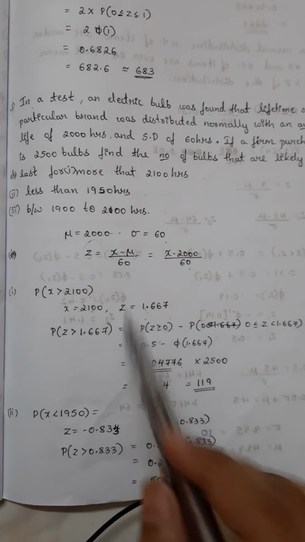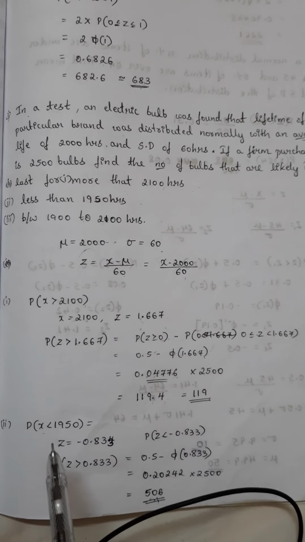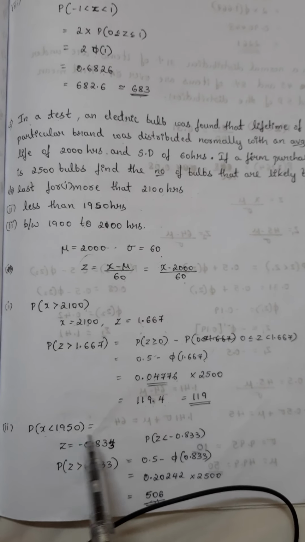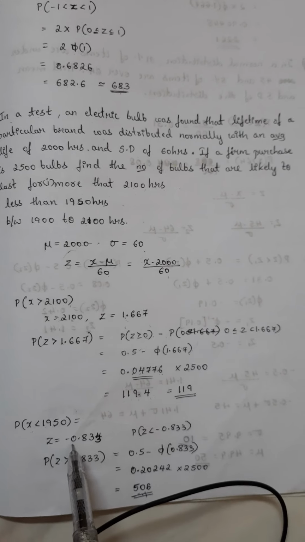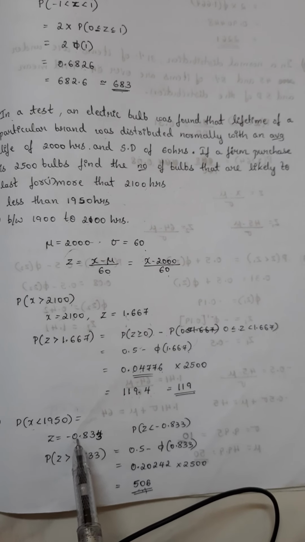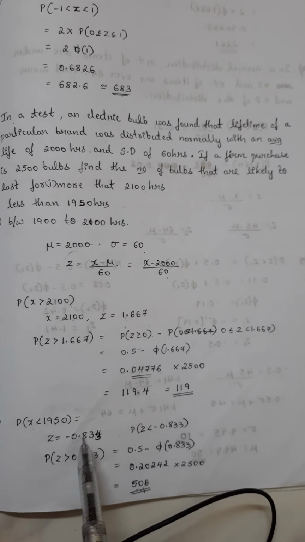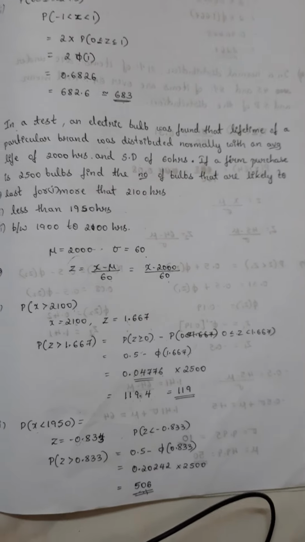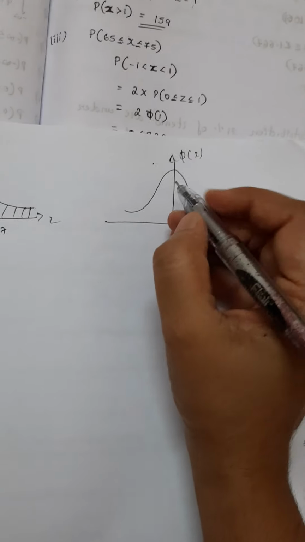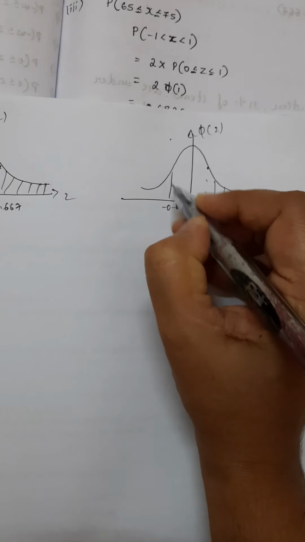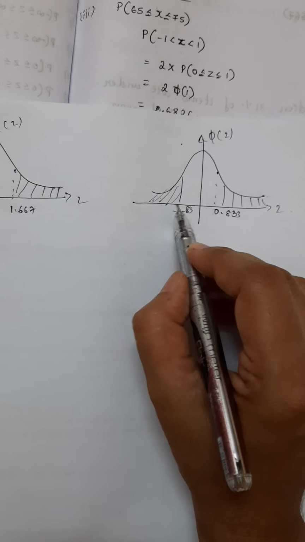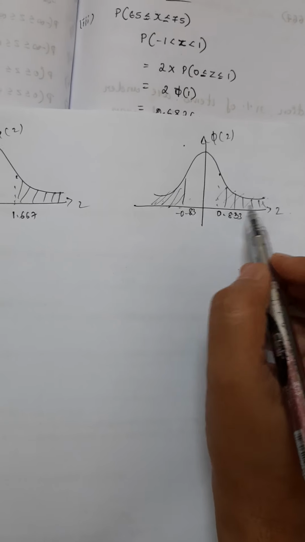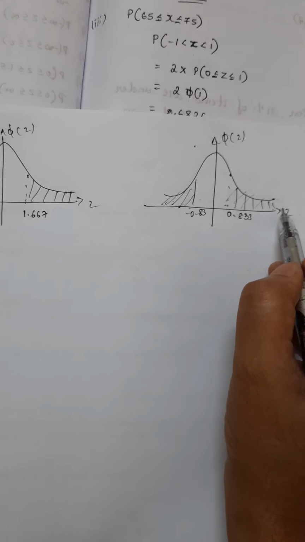Then the second condition is less than 1950 hours. That is P of x less than 1950. So when the normal variate x is 1950, we should calculate the standard normal variate z, that is minus 0.833. So we should calculate P of z less than minus 0.833. So P of z less than minus 0.833 means this is minus 0.833, less than means this part we should calculate. Instead of this negative region, I'll go for the positive region. I can calculate P of z greater than 0.833. From here to here I can calculate.